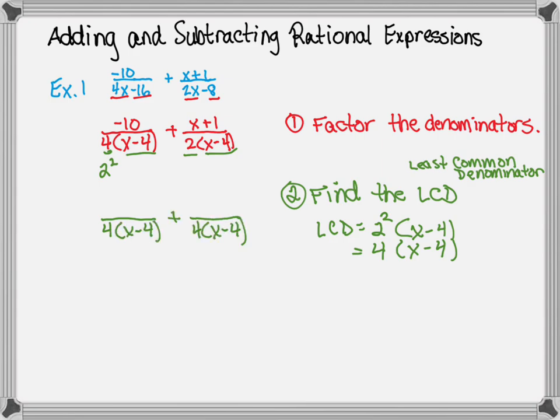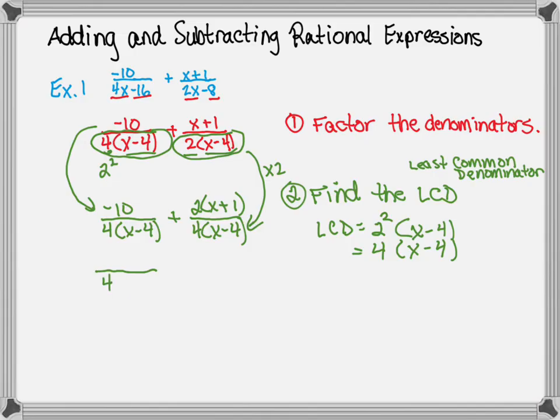So now let's convert our fractions so they have this least common denominator. Now this first fraction already had that as our denominator, so I don't need to change my numerator. It stays as a negative 10. Now for my second fraction, to go from 2 times x minus 4 to 4 times x minus 4 in my denominators, I need to multiply by 2, which means I also need to multiply my numerator by 2. So my numerator becomes 2 times x plus 1. Let's simplify that a little bit. So my first fraction stays the same, negative 10 over 4 times x minus 4.